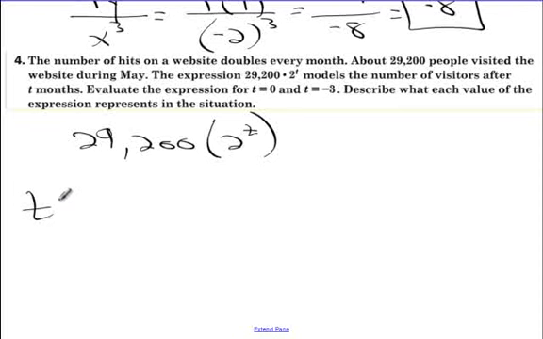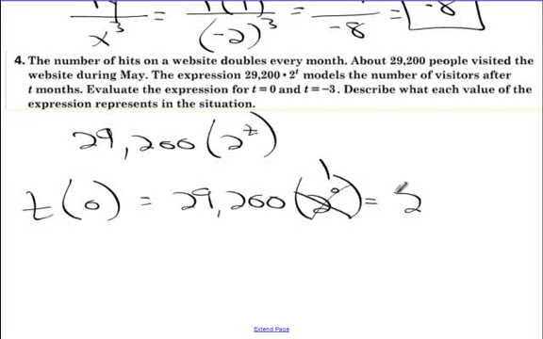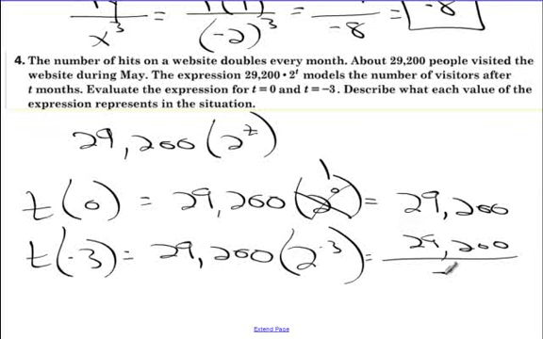So t equals 0. So that's 29,200. Whoops, one too many zeros on there. Alright, times 2 to the 0. Anything to the 0 power is 1. So this is actually 1, and 1 times anything is what it is. 29,200 for t equals 0. How about t of -3? 29,200. Look at that, I wrote it properly this time. 2 to the -3rd. So that's 29,200 divided by -8.